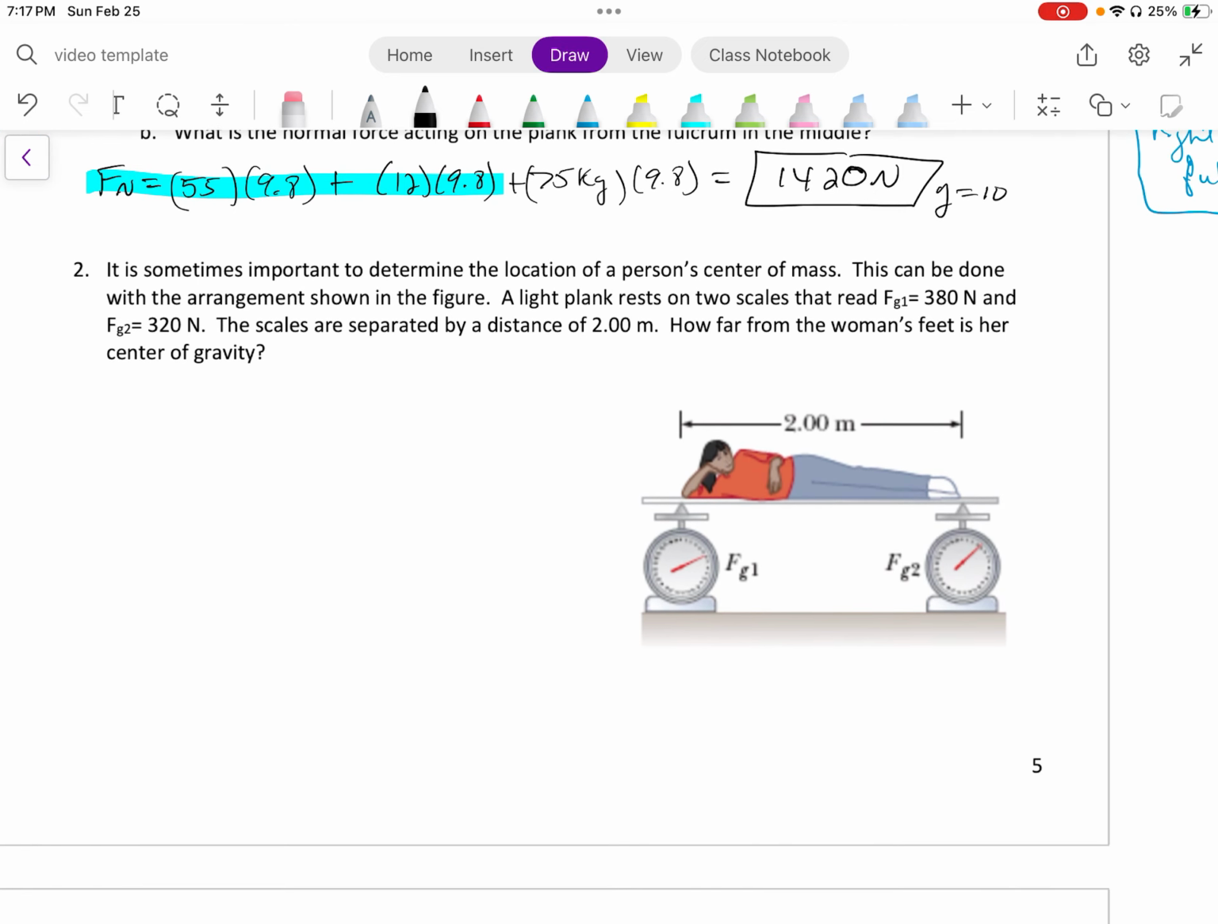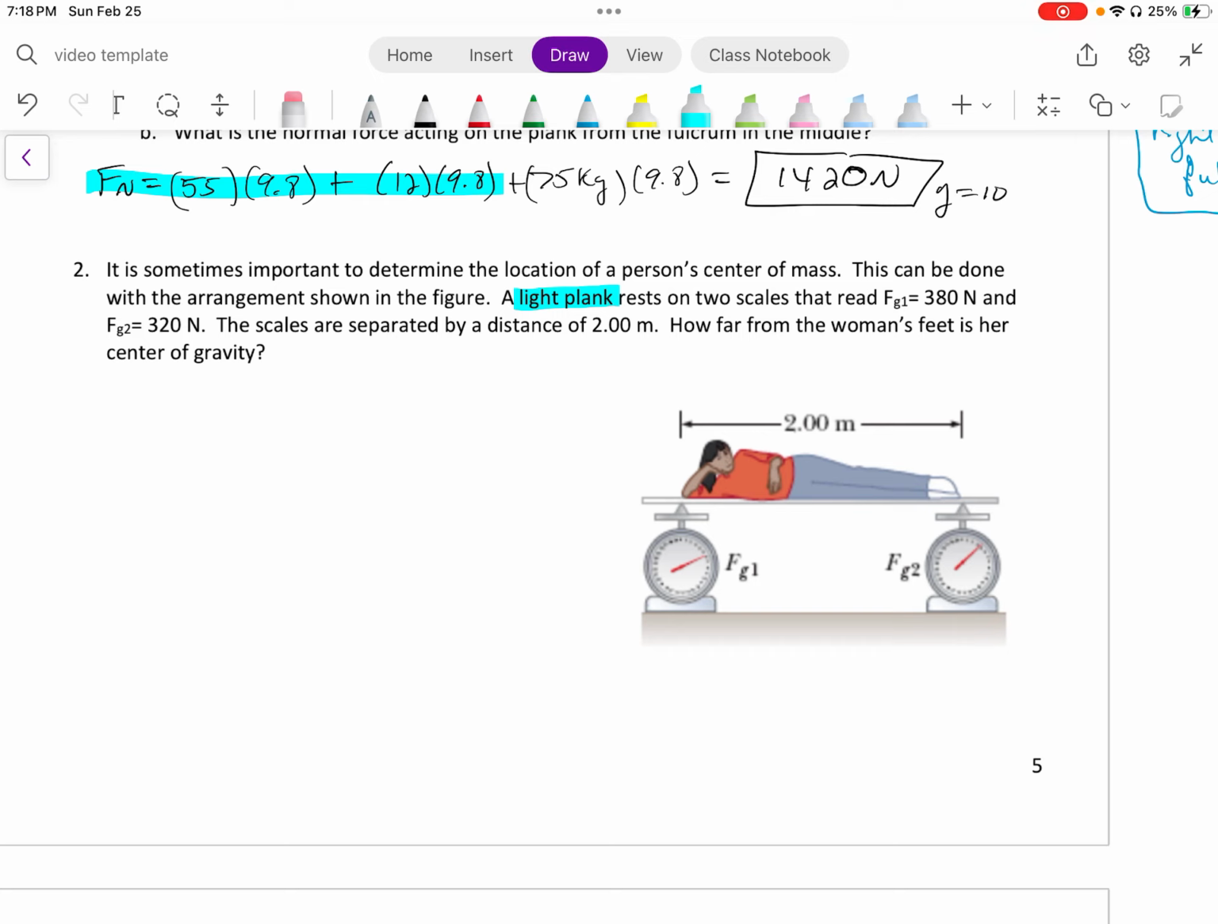It is sometimes important to determine the location of a person's center of mass. This can be done with the arrangement shown in the figure. A light plank, that is important, I'll explain in just a minute, rests on two scales that read 380 newtons and 320 newtons. The scales are separated by a distance of 2. How far from the woman's feet, they want to know from her foot, is her center of gravity?